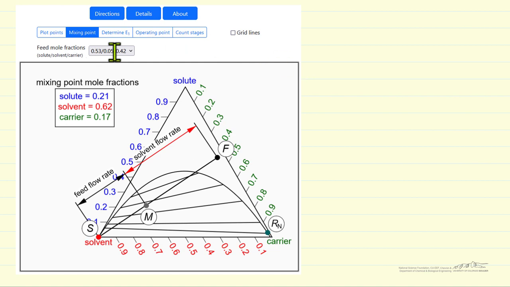We have a choice of 3 possible feed mole fractions, and pure solvent enters the system, and then we fix this raffinate phase composition, the final one we're aiming for, and we also fix the feed flow rate and the solvent flow rate. The feed flow rate is 1,000 kilograms per hour, and the solvent flow rate is 1,500 kilograms per hour. So let's look at the interactive simulation.